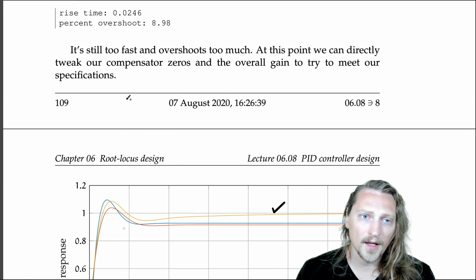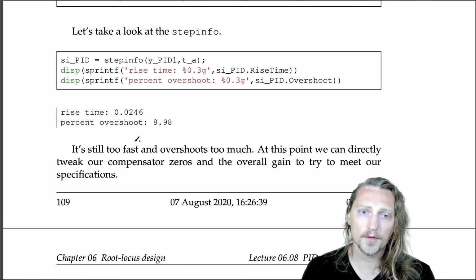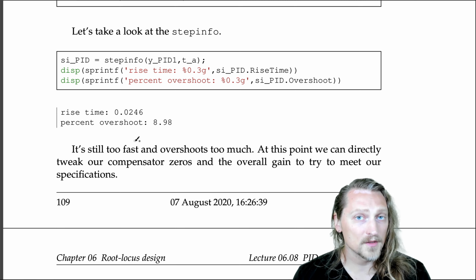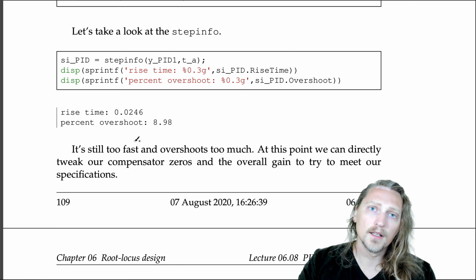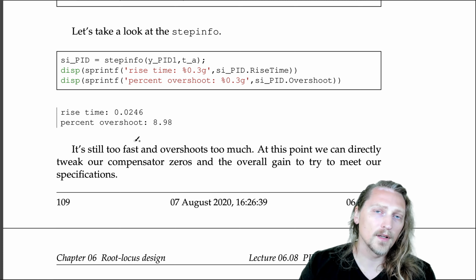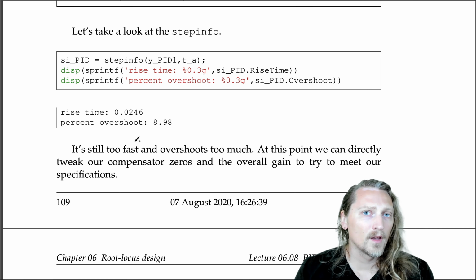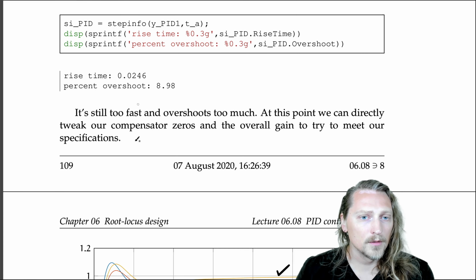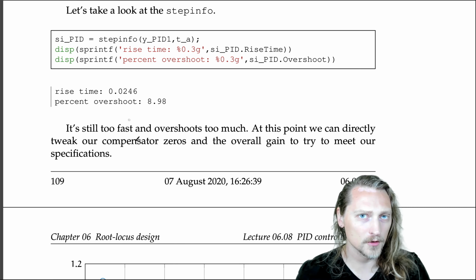And if we look at the rise time and the percent overshoot performance, so our transient response performance, our rise time is still a little low. We'd like that to be up closer to about 0.05. And the percent overshoot is still high. We'd like it to be below 5%. So we're going to try to tweak. So we've got a PID controller.